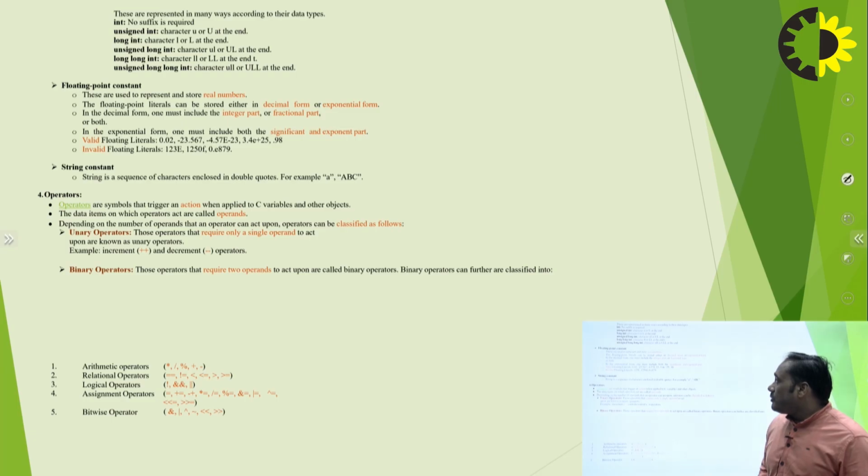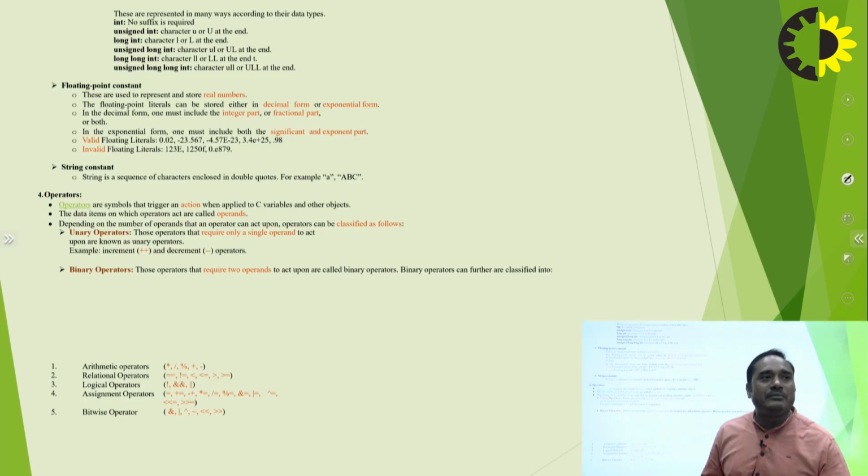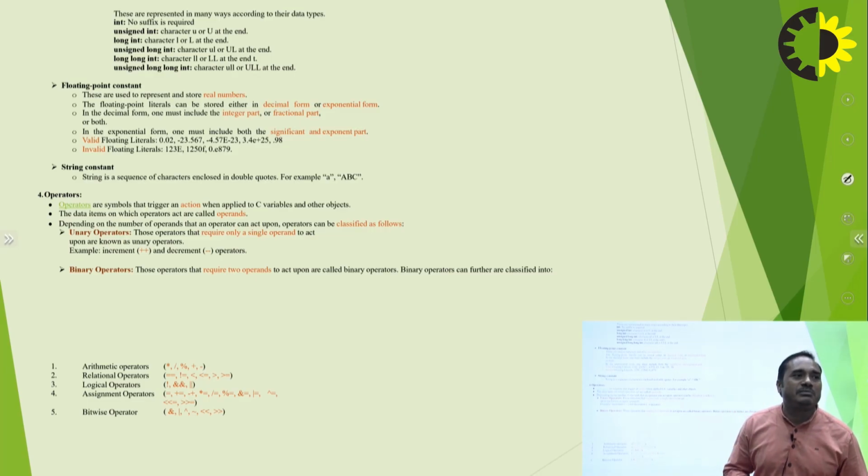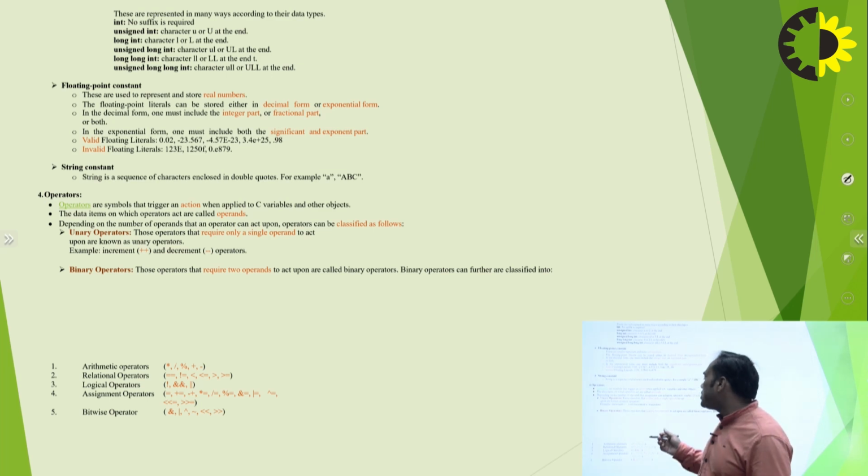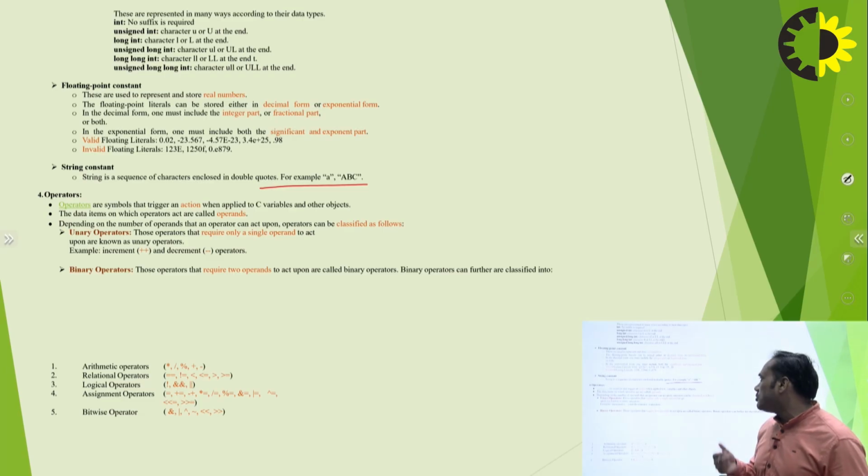Now, what about the floating point constant? Float means in the form of a fraction, such as 2.50, 3.50, minus 2.5 and so on. These are floating values. Basically float is in the form of a fraction, not a complete number but a decimal number. String constant: a string is a sequence of characters enclosed in double quotes. If you put characters in double quotes, that is known as a string, like "ABC" is showing a string.